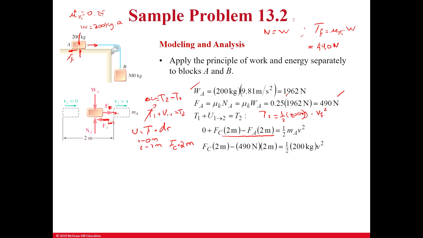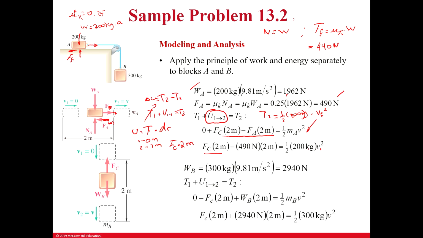So Fc times 2 meters minus Fa times 2 meters, that's just U, this portion right here, is equal to T. All right, that's very simple. But we do know Fa, 490 newtons. So simply write the equation again: Fc times 2 meters minus 490 times 2 meters equals 1/2 of the mass, 200 kilograms, times velocity squared. So we should only have one variable unknown, which is the velocity. Okay, so we have the first equation. Now, let's do the second equation.